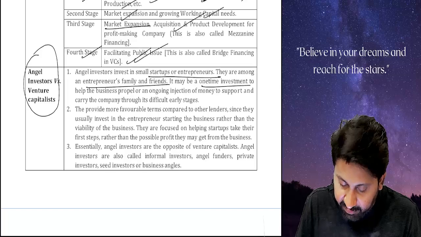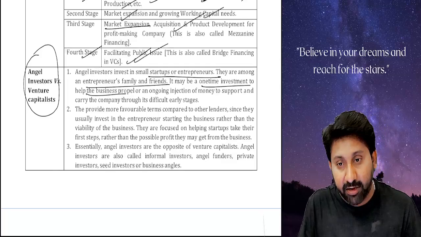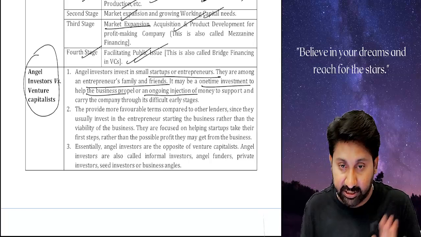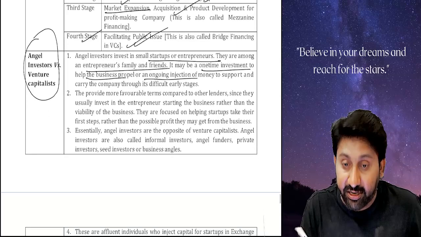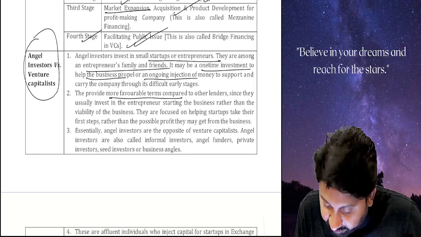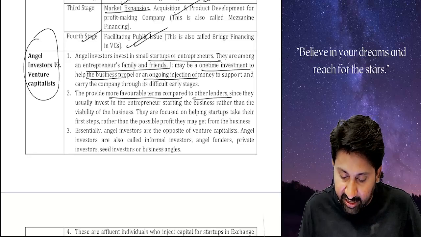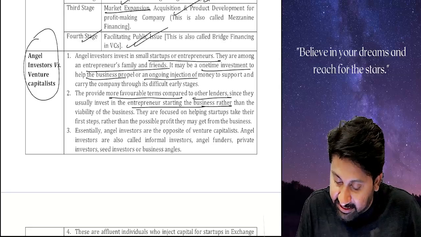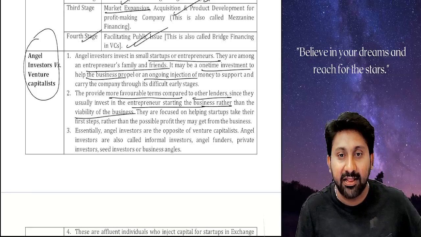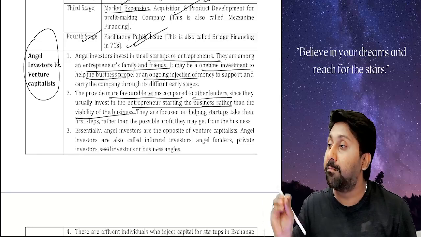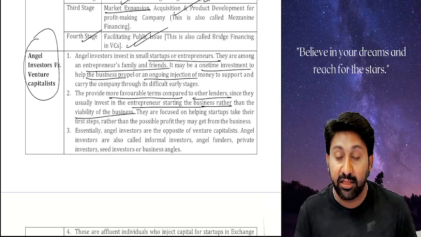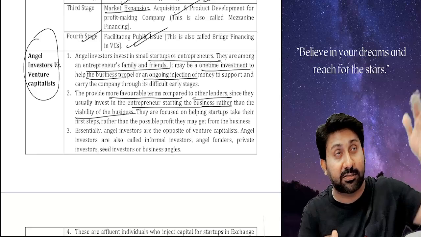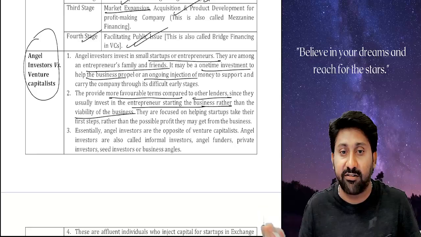They may make a one-time investment to help the business, or sometimes they will also inject funding for ongoing projects. Their credit terms are more favorable when compared to other lenders. Since they usually invest in entrepreneurs starting the business rather than on the viability of the business, they will give you money on the basis of the business you do. They are not experts like venture capital to see how viable the business is, whether it will be successful in future or not. All these things angel investors don't see.